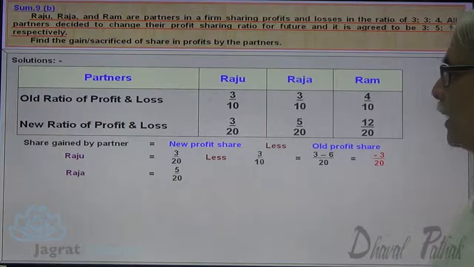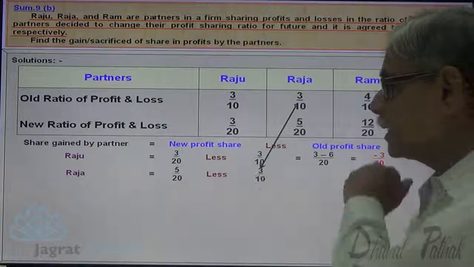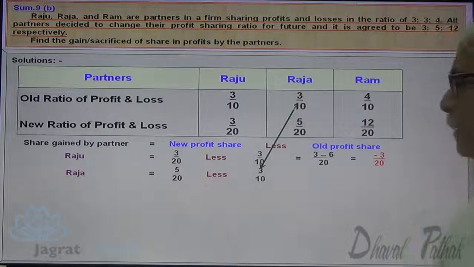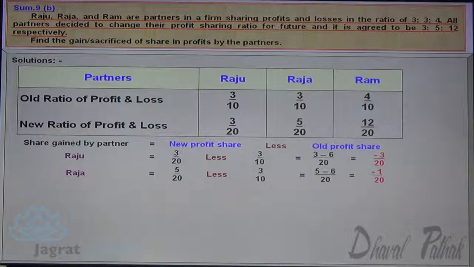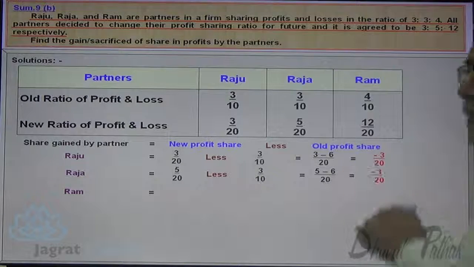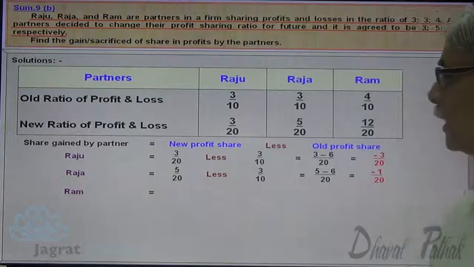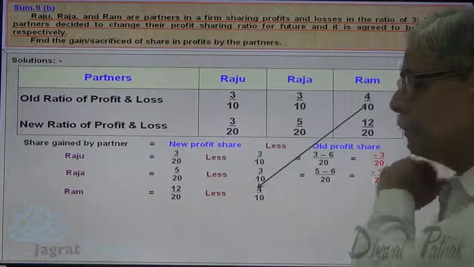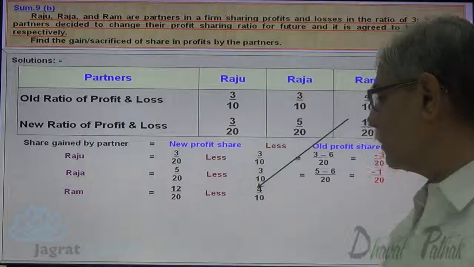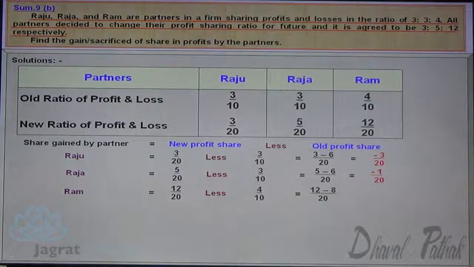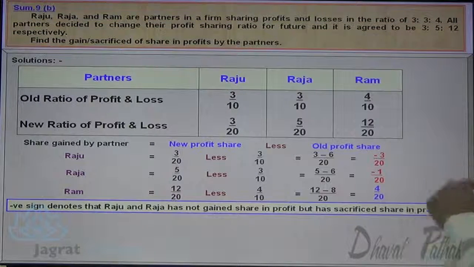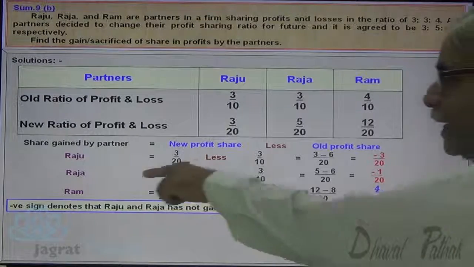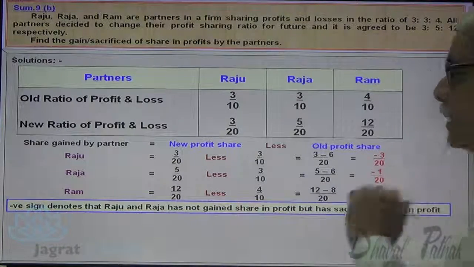New share 5/20 minus 3/10. 3/10 means 6/20. 5 minus 6, minus 1/20. This negative gain means sacrifice. In case of Ram, 12 by 20 minus 4 by 10. 4 by 10 means 8 by 20. So 12 minus 8, 4 by 20 is the gain. So 4 by 20 is the gain of Ram, and this negative gain means sacrifice.